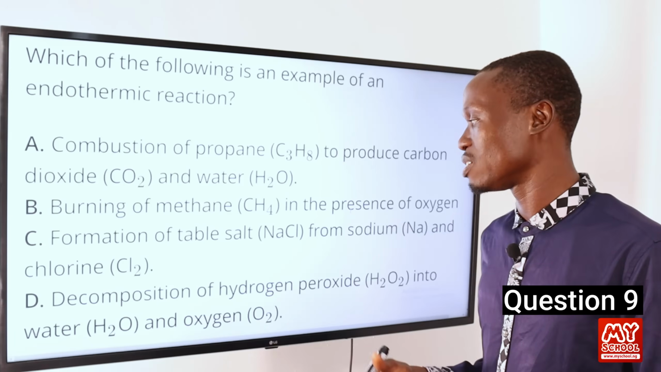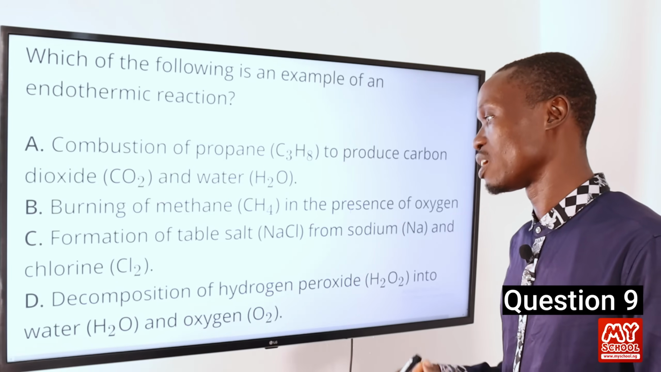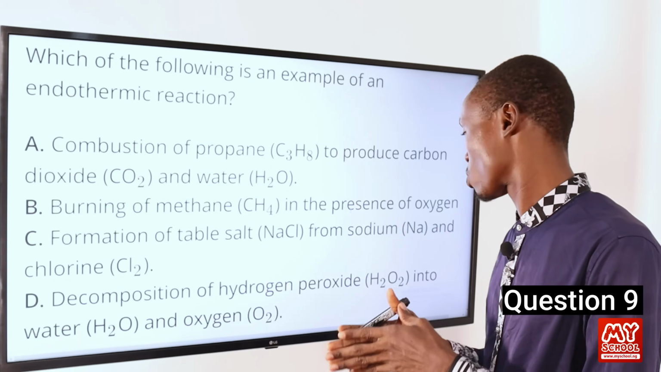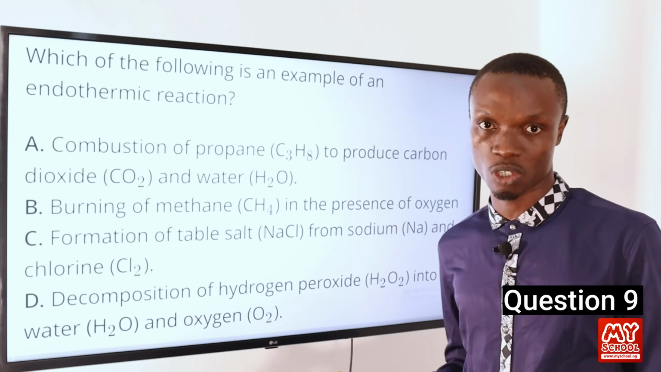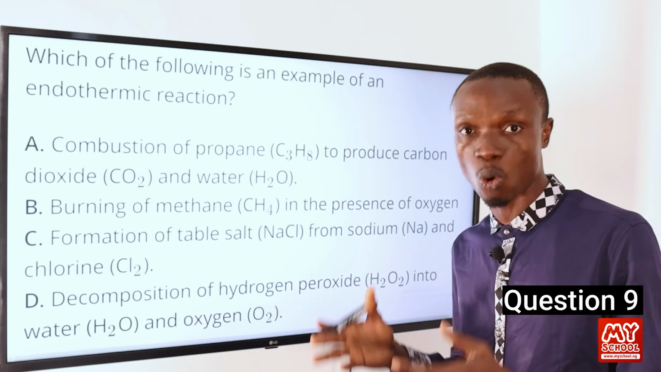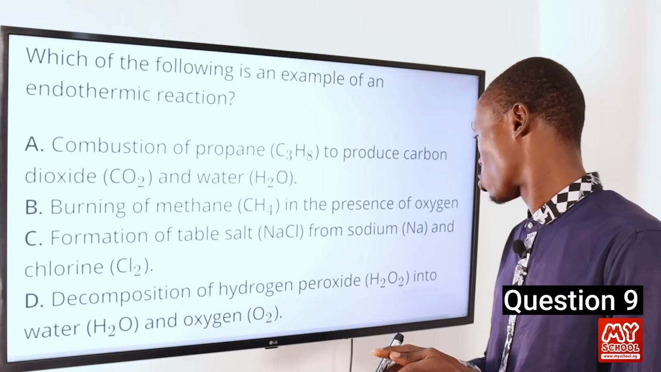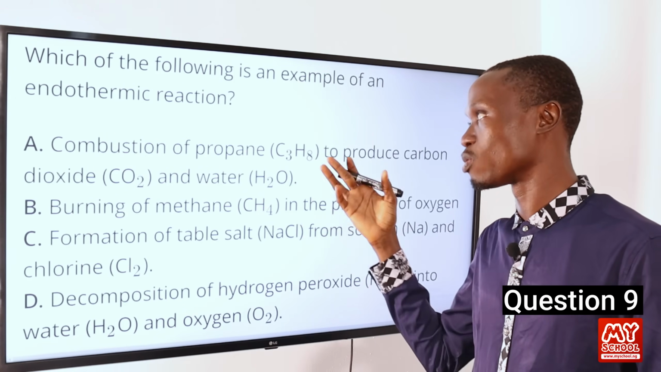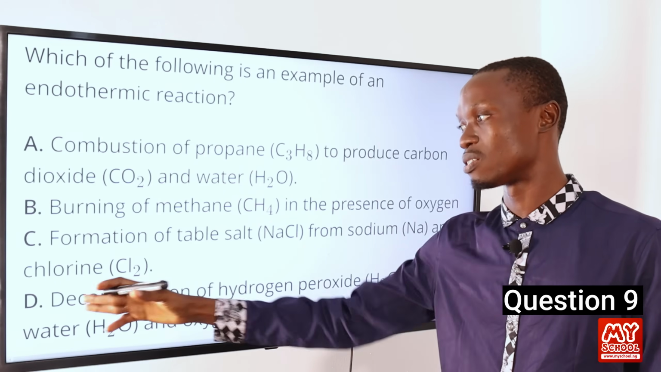While D is decomposition of hydrogen peroxide into water and oxygen. So the correct option is option D, decomposition. Decomposition requires heat. Hydrogen peroxide requires heat to decompose to water and oxygen. So the example of an endothermic reaction here is option D.